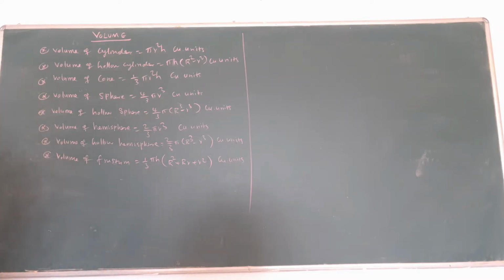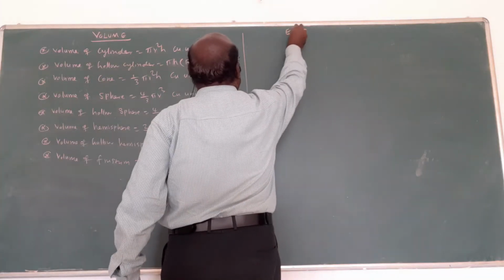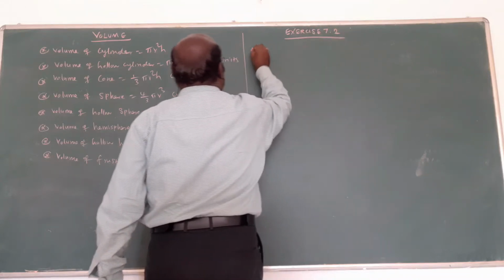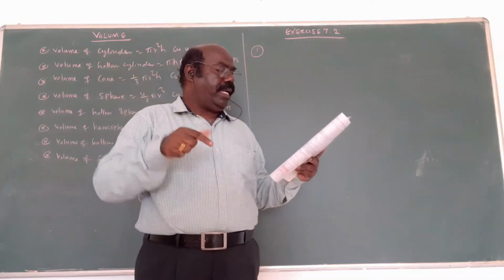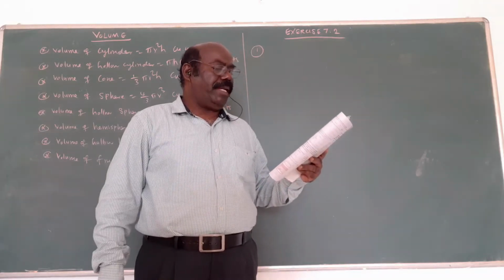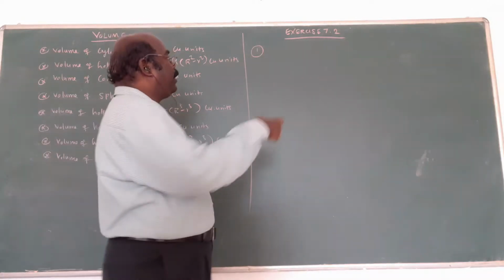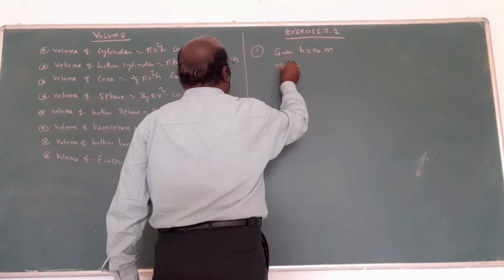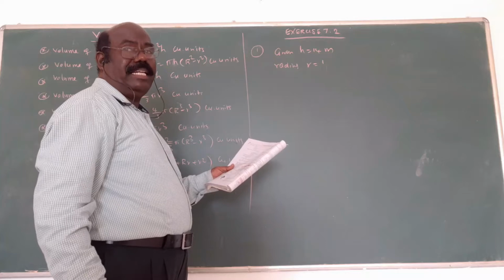Now, for volume and area, the example is Exercise 7.2. The first question. Read the question clearly. A 14 meter deep well, in the form of a cylinder, has a diameter of 10 meter. 14 meter deep, that is the height or depth, so h is 14 meter, and what is given for the radius? Diameter is 10 meter.